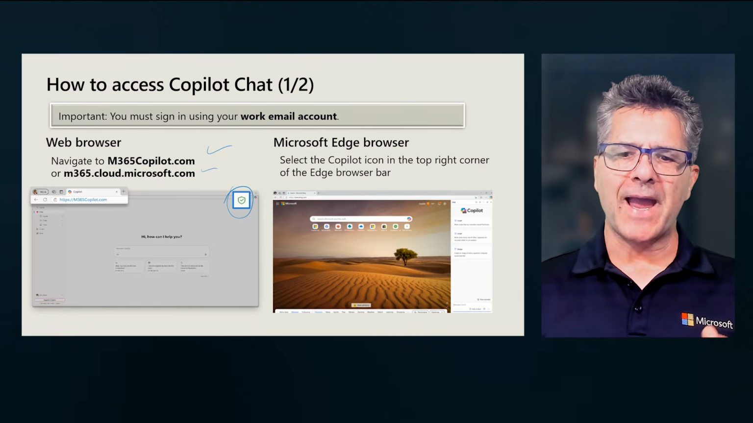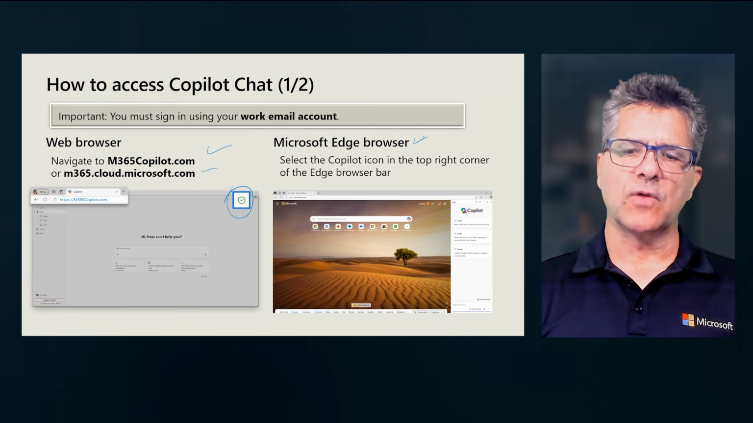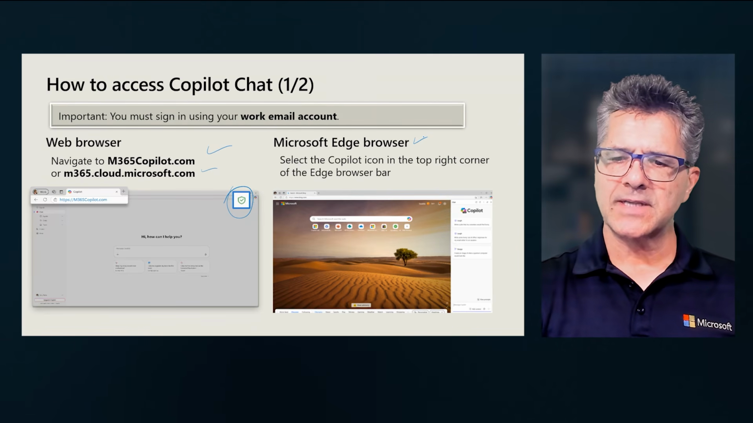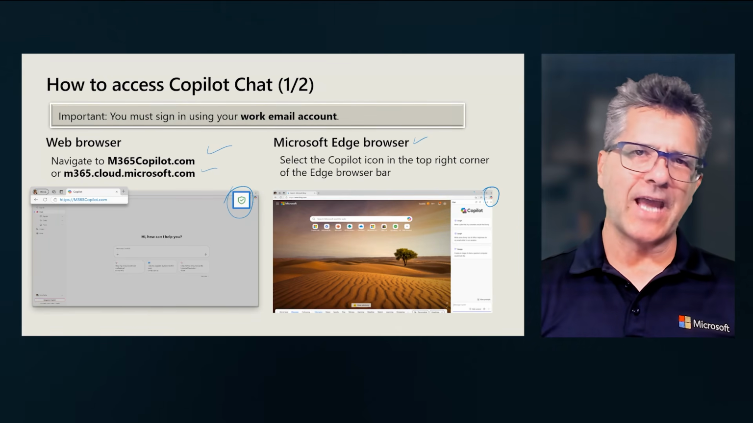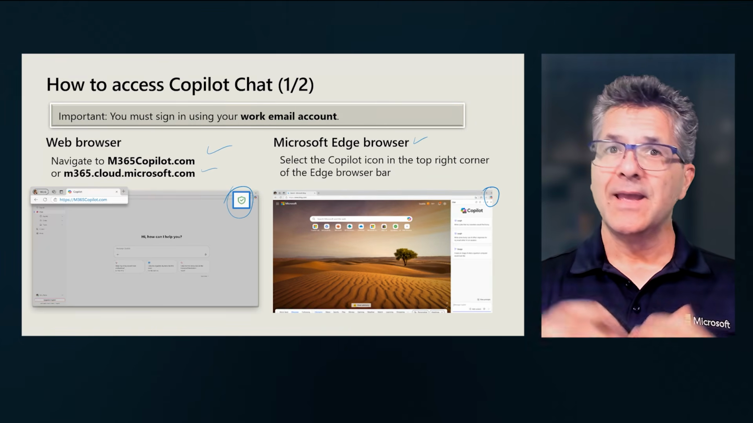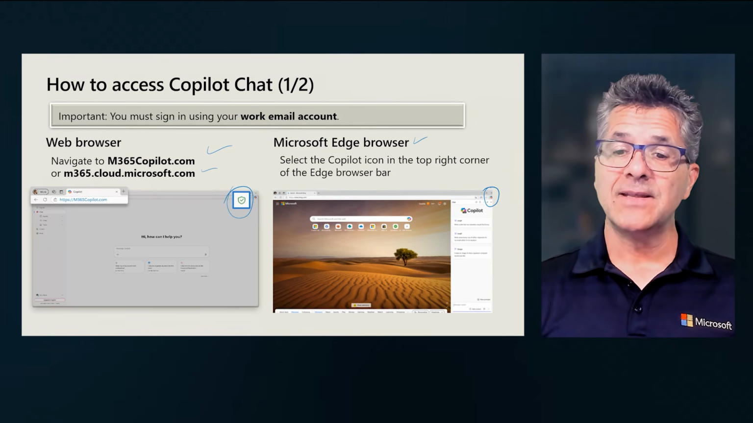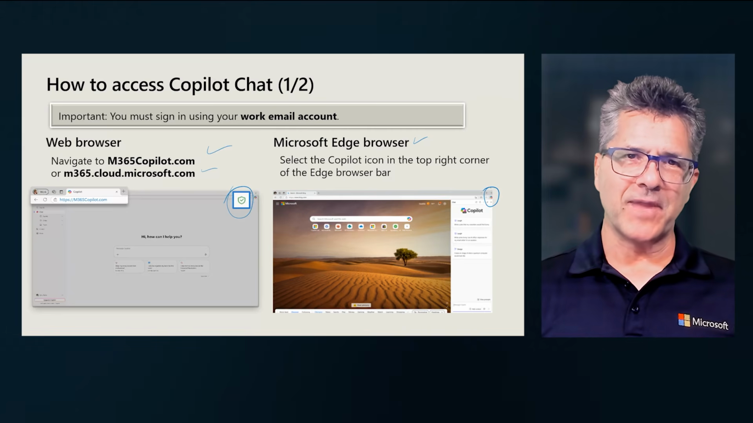You can also access it from your Edge browser. So from your Edge browser, you will notice that I have the Copilot Chat button on the right-hand side, and I can access that and start chatting right from that interface.